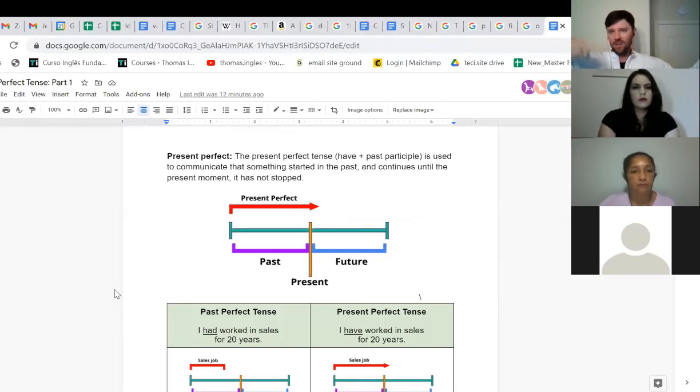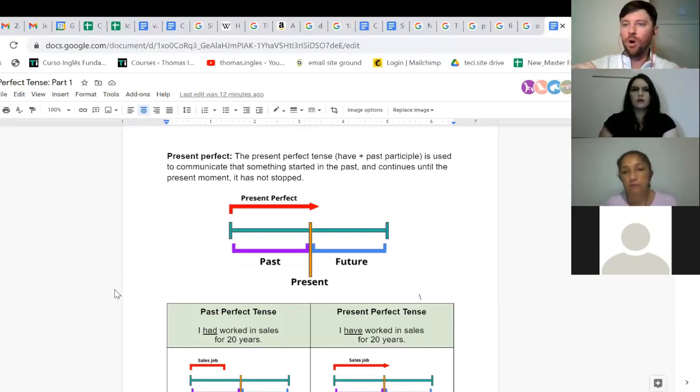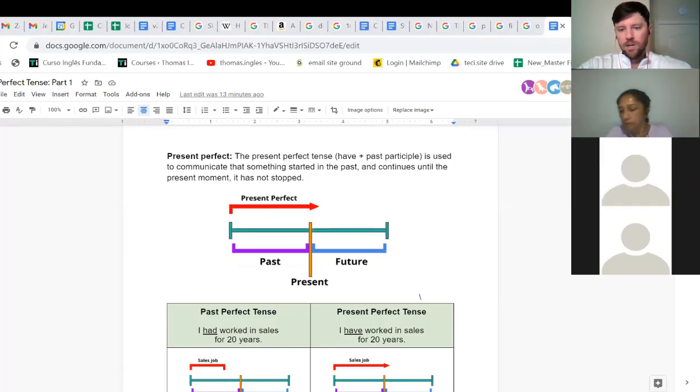It's still happening, okay? So all of us, todos nós, have been on this call for about 30 minutes. We have been on this Zoom call for 30 minutes. So in the past, the Zoom call started, and until this moment, we're still here. It's still happening. So this is a perfect moment to use the perfect tense.